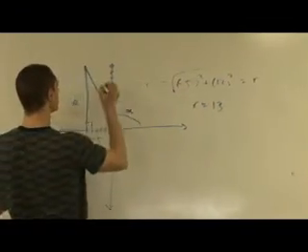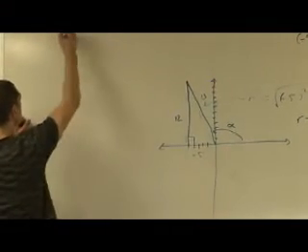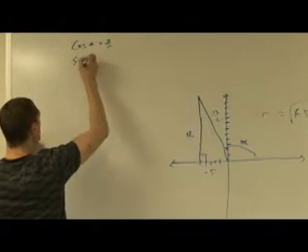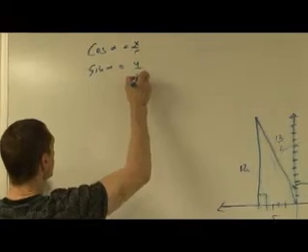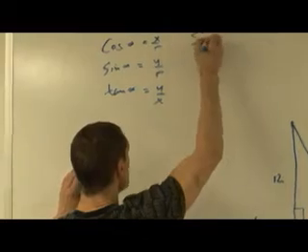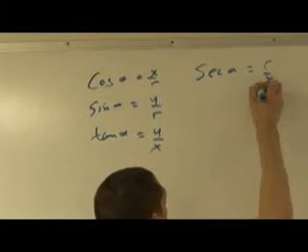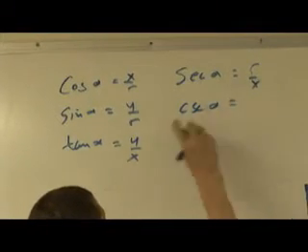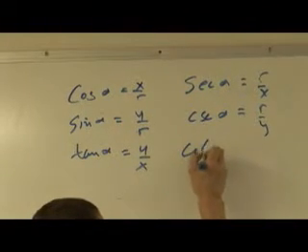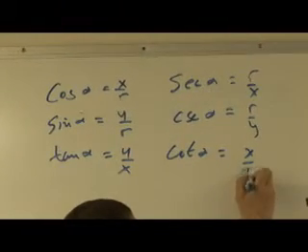Now I have everything that I need to know practically, and maybe I'll put these up. The cosine of alpha is x over r. The sine of alpha is y over r. The tangent of alpha is y over x. The secant of alpha is this upside down, which is r over x. And the cosecant of alpha is this upside down, which is r over y. And the cotangent of alpha is tangent upside down. This is x over y.